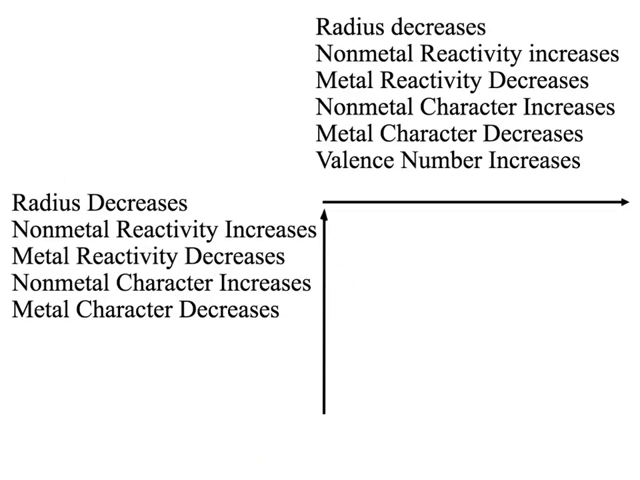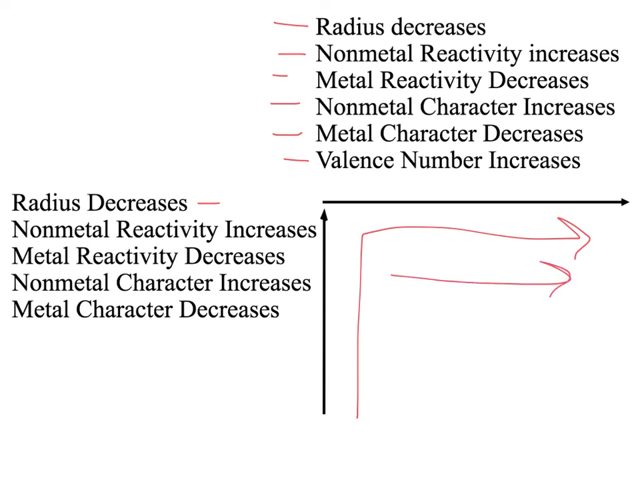Overall, we did talk about the trends. As you go up and over in the periodic table, these are the things that happen. Your radii decrease. Your nonmetal reactivity increases. Your metal reactivity decreases. Your nonmetal character increases. Your metal character decreases. And your valence number, when you go over, increases, right? It goes 1, 2, 3, 4, 5, 6, 7, 8.